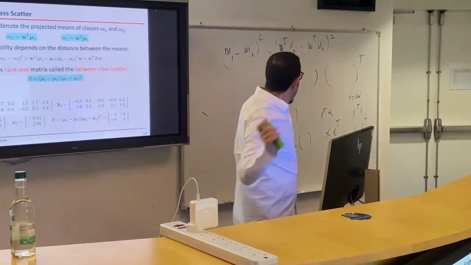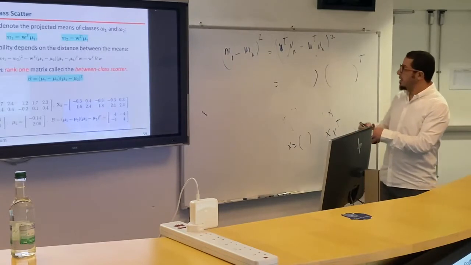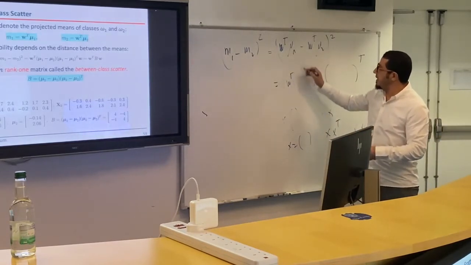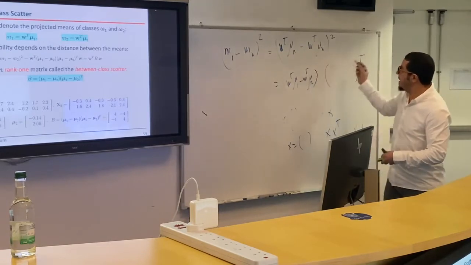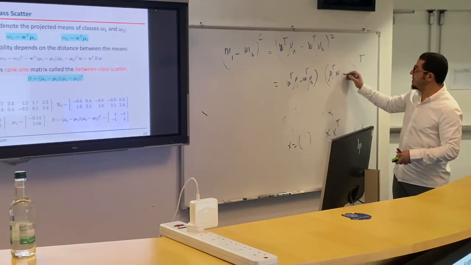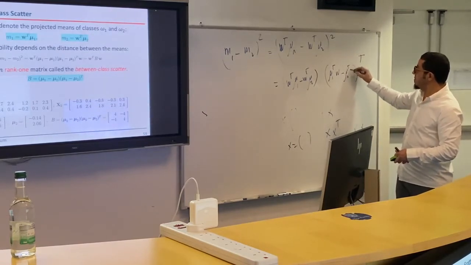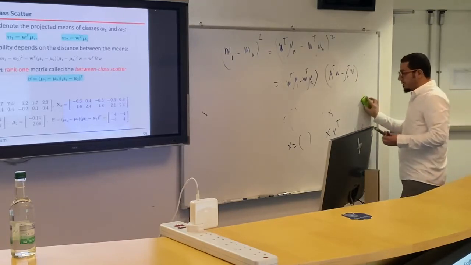Okay. Look, I try to write this one in a different way. So what will be here, please? W transpose mu1 minus W transpose mu2. Let's do the transpose. What will be here, please? mu1 transpose W minus mu2 transpose W. Okay, I remove that. Okay, can you write this one nicely?